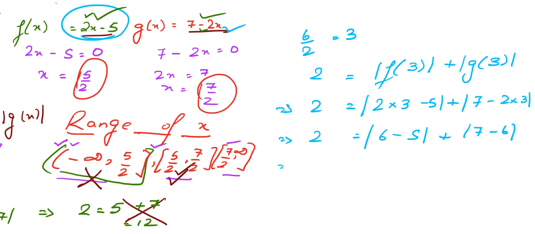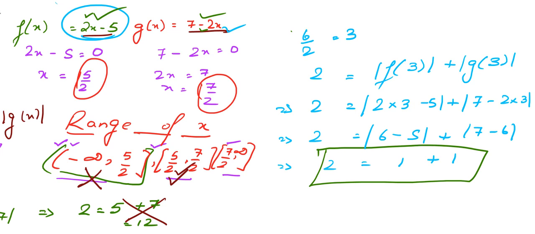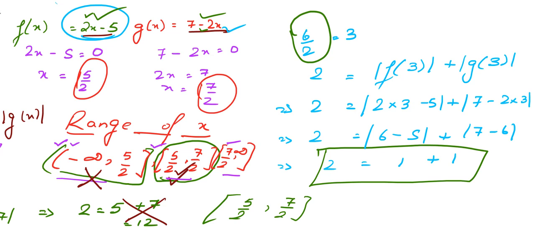So I think this will satisfy. Here we have 1 and here we have 1. As you can see, 1 plus 1 equal to 2. So this equation is completely satisfied. Hence this value is a possible value of x. So from this we can say that this is a possible range of x. So our answer will be from 5 by 2 till 7 by 2. This is the range of x.